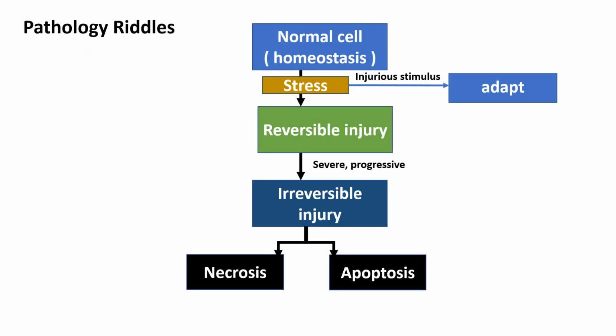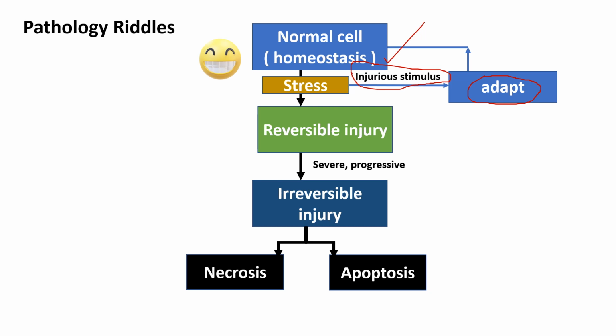Coming to the topic. Each cell in our body strives to maintain its structure and function. This is called cell homeostasis. Sometimes it is exposed to injurious stimuli, which we call stress. Depending on the intensity and duration of the stimuli, the cell responds. It can respond either by having reversible changes in its shape, structure, or phenotype. This is called adaptation, or it might undergo cell injury.